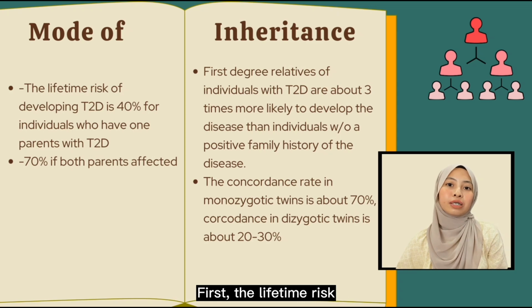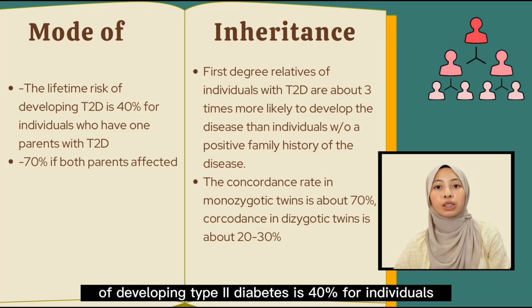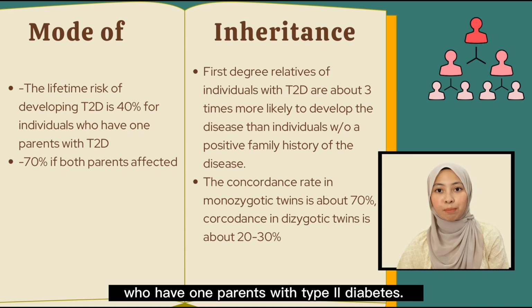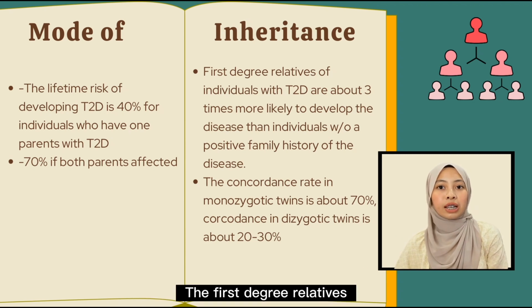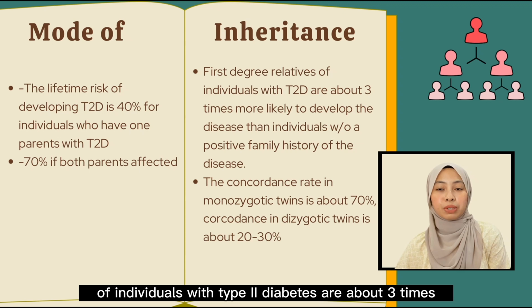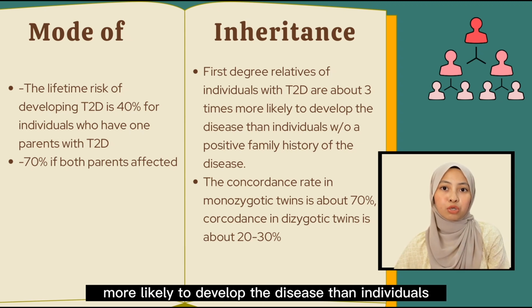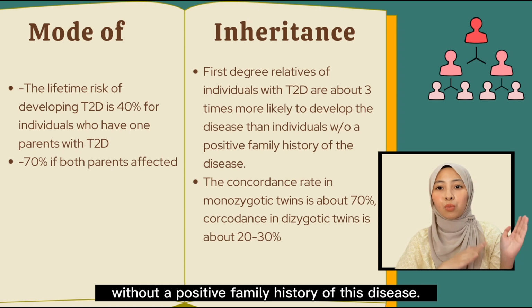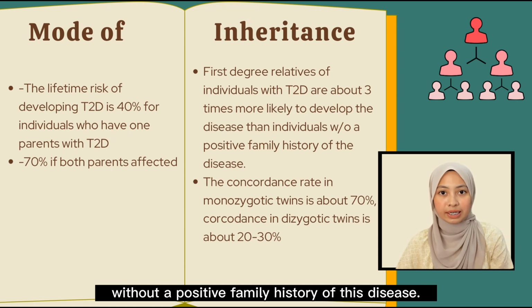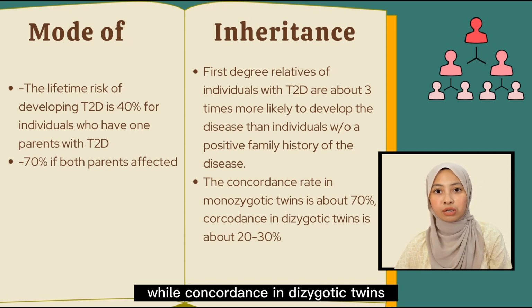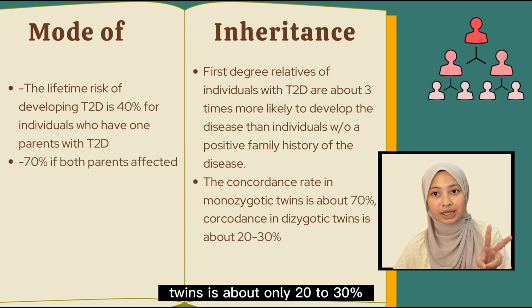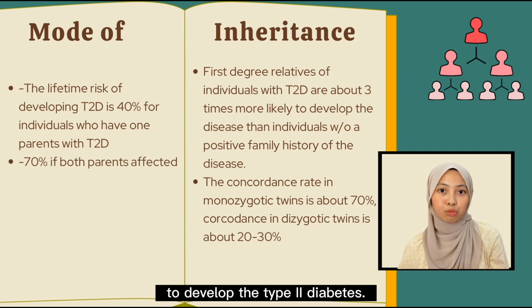First, the lifetime risk of developing type 2 diabetes is 40% for individuals who have one parent with type 2 diabetes. Second, 70% if both parents are affected. The first degree relatives of individuals with type 2 diabetes are about 3 times more likely to develop the disease than individuals without a positive family history of this disease. The concordance rate in monozygotic twins is about 70%, while concordance in dizygotic twins is only about 20 to 30% to develop type 2 diabetes.